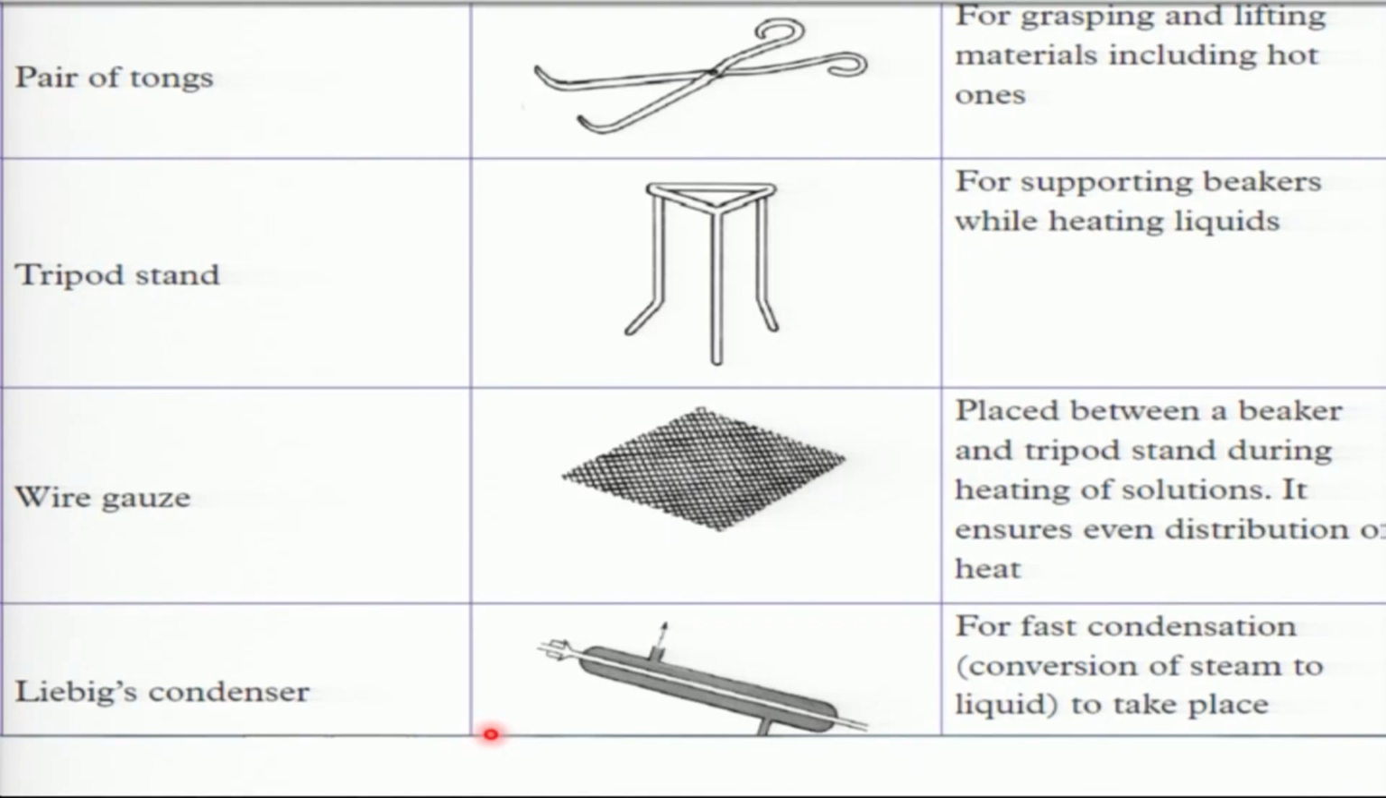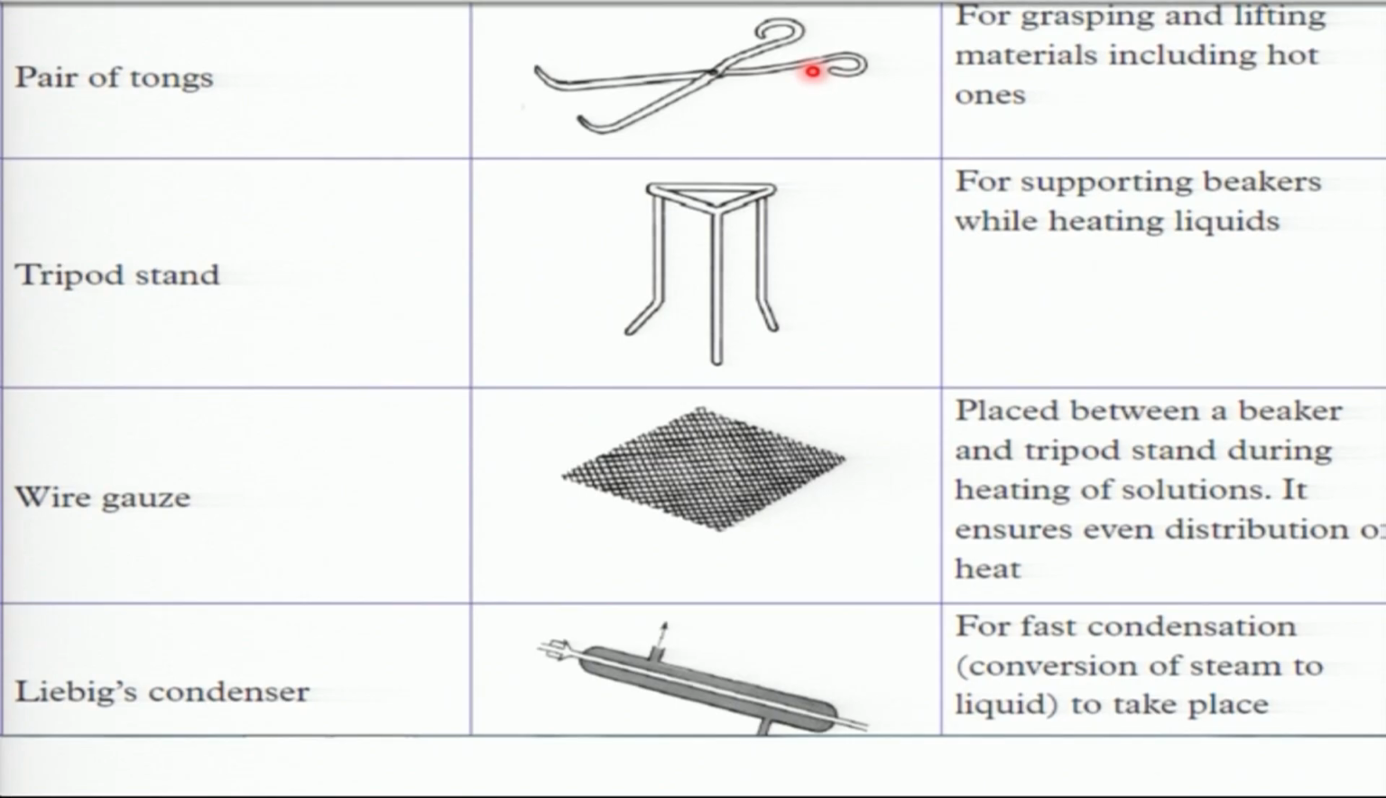You see, I talked of the pair of tongs. What is the role of the pair of tongs? To hold those hot things. So those are precautions on how to handle the apparatus effectively, right?